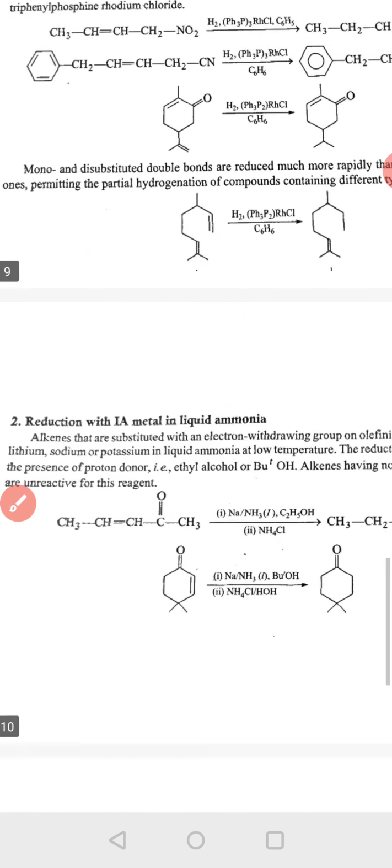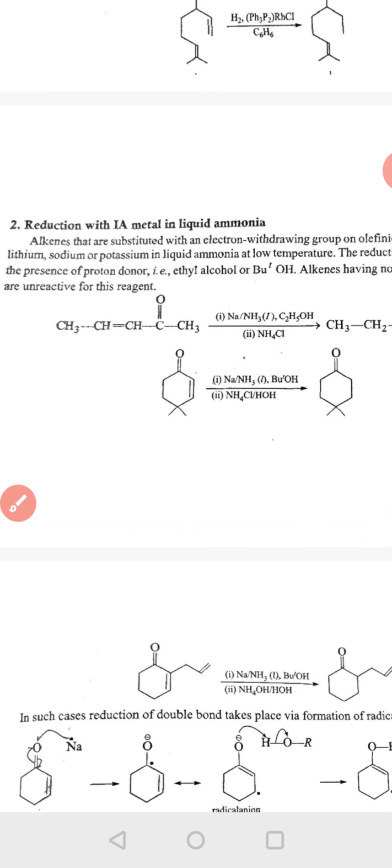The next one we are taking up is reduction with group 1A metal and liquid ammonia.